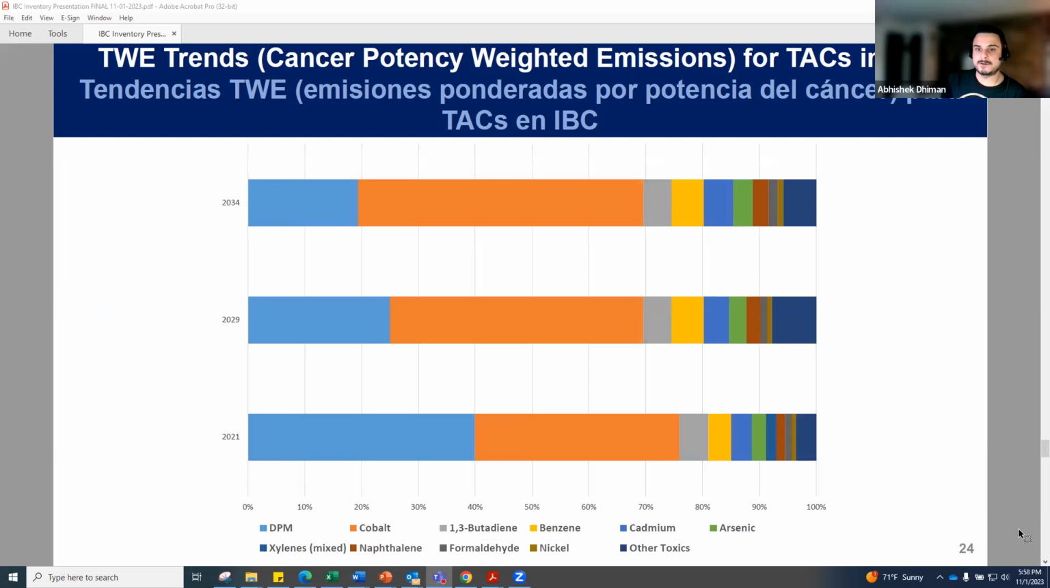The projected trend for TAC emissions is presented in this slide using the same cancer risk toxicity weighted emissions approach discussed earlier in the base year inventory. The contribution of diesel PM emissions to the total toxics emission in the community significantly decreases through 2034 due to existing diesel vehicle emission regulations and turnover from older, higher polluting vehicles to cleaner vehicles as an artifact of all these regulations. Similarly, other mobile source related TACs such as benzene and 1,3-butadiene also show a slight decrease.